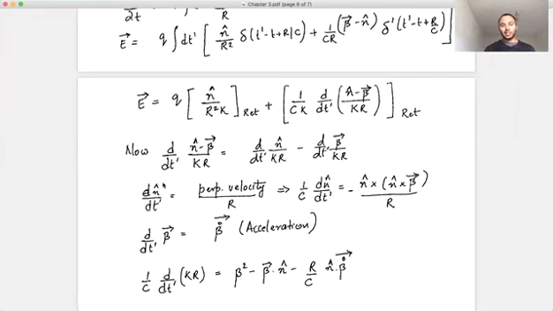This is basically telling you what is the time rate of change of the unit vector which is connecting the observer and the charge.